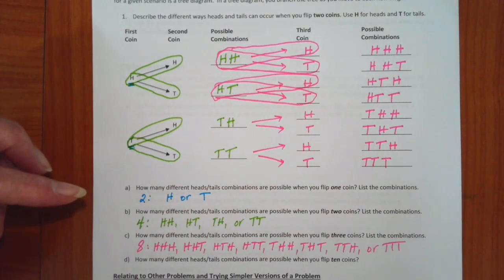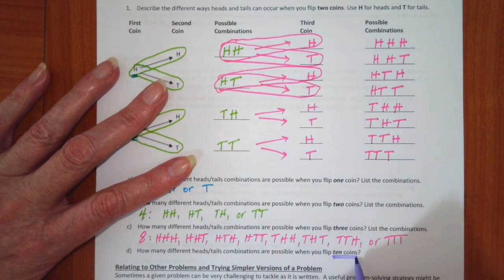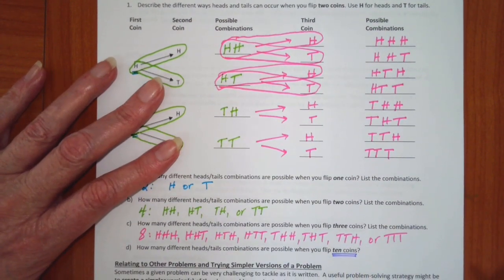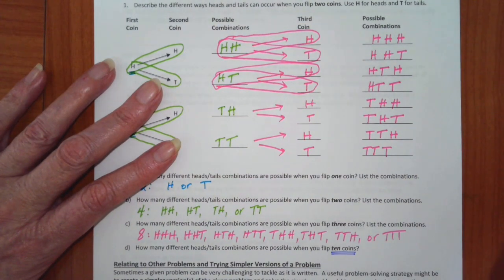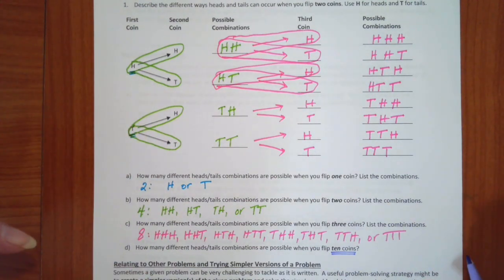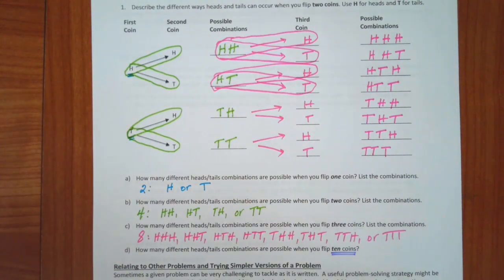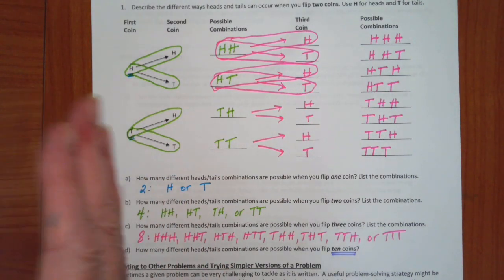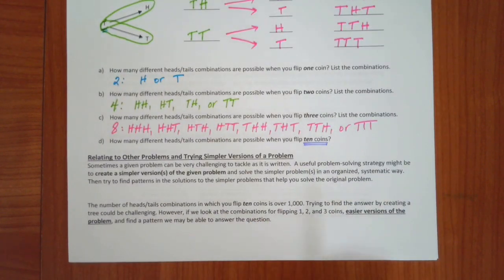Okay, but what are we going to do if I want to flip 10 coins? Well, I could continue this on out for a 4th coin and a 5th coin and a 6th coin, but you can tell it's growing. So we might want to find a different way to do that. So I want to be able to look at what happens with a 1st, 2nd, and a 3rd coin and see if I can find a pattern so I don't necessarily have to do that.